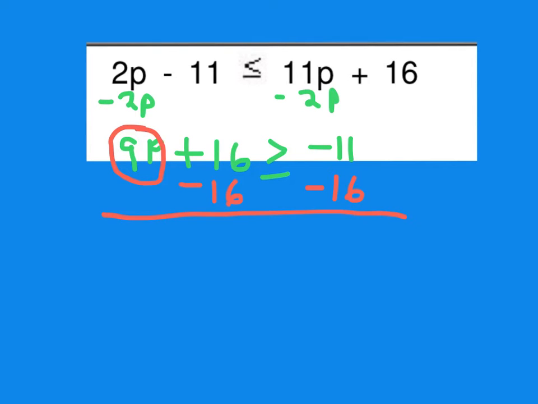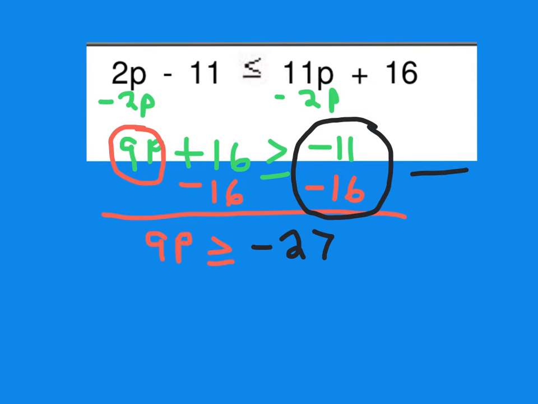All right, I still have my 9p, and my 9p is still bigger than or equal to. Over here, I'm just going to circle this because kids often make mistakes with this. We have a negative 11 minus 16. My signs are the same. Both numbers are negative. So we need to add them together to get 27, and it is a negative 27. Okay, remember the rule. When your signs are the same, you add and keep the sign.